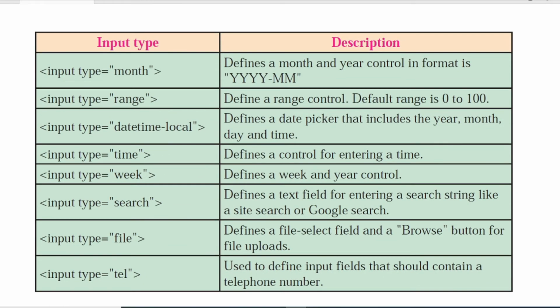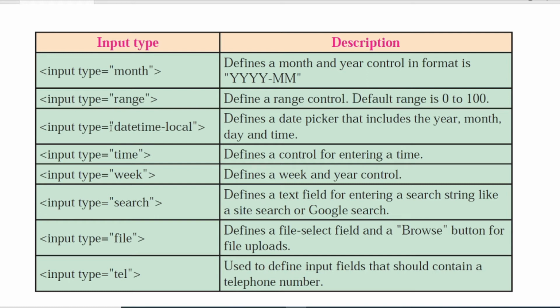Moving on to the next few types. Input type equal to month. Here it defines a month and a year control in the format YYYY-MM, that is year and month. Then we have input type equal to range to control the range, that is usually 0 to 100, not below that or exceeding that. We can give a range control using input type equal to range.